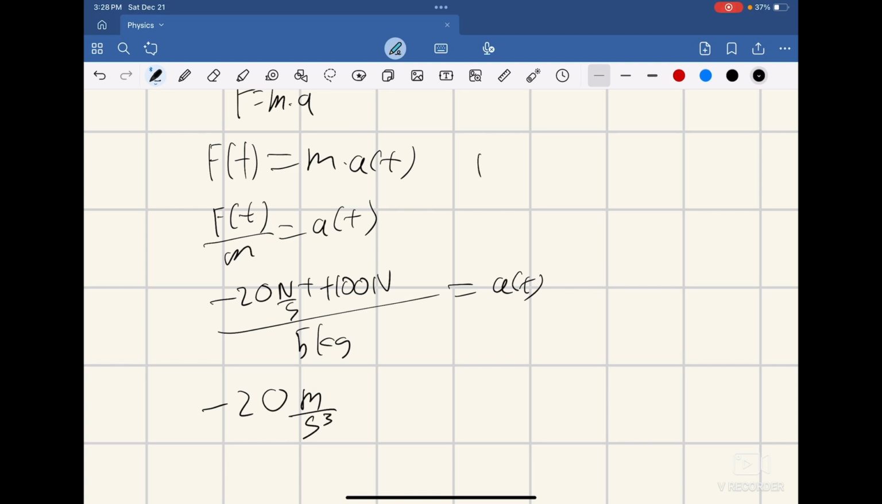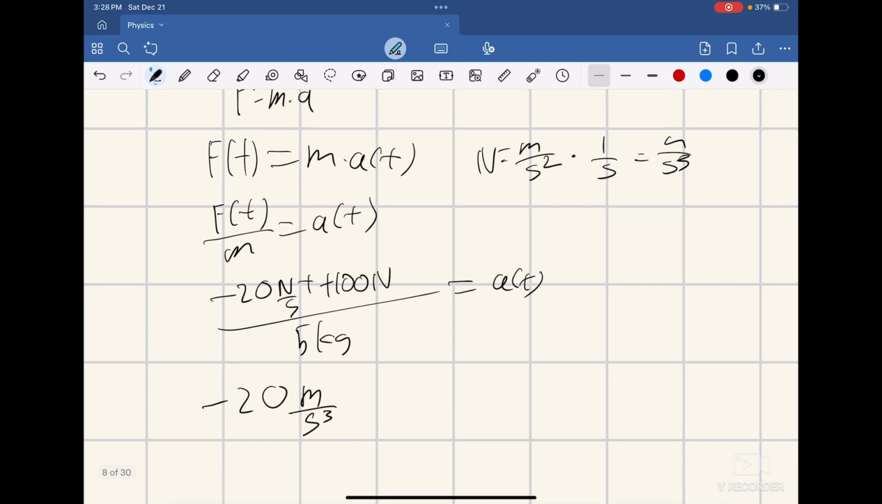Because newtons is given by meters per second squared, if we multiply that by 1 over s, it becomes meters per second cubed, right? Times t, plus 100 meters per second squared is not 100. I forgot to simplify this. This should be 4, and this should be 5 divided by 100. 100 divided by 5 is 20. So 20 meters per second squared is equal to a(t).